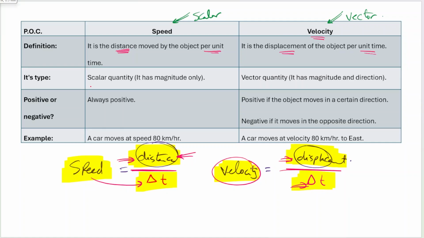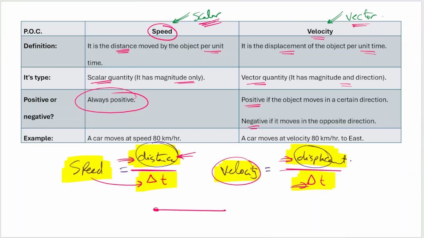What is the type of speed? It is scalar. It has magnitude only. Velocity is a vector. It has magnitude and direction. Since speed is scalar, it is always positive. But since velocity is a vector, it may be positive or negative.